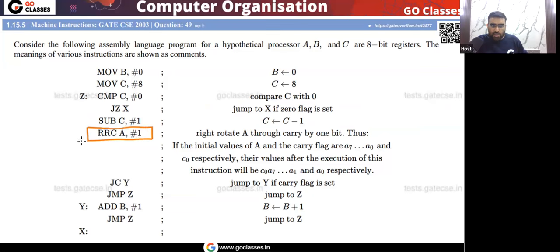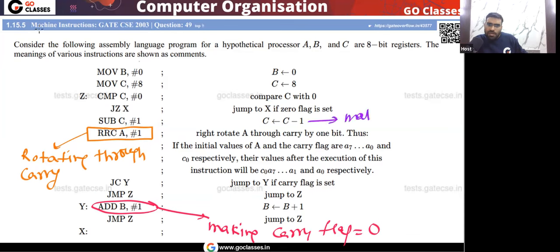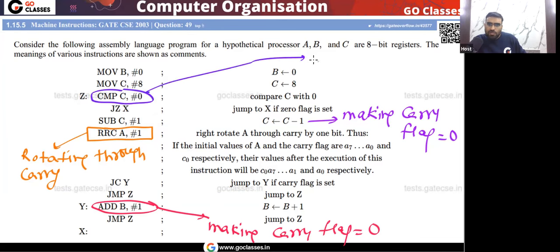See, this instruction is rotating through carry, right? Yes or no? This instruction is rotating through carry, but after that, what is happening? These instructions are making the carry flag 0. This instruction is making the carry flag 0. Similarly, this instruction is making the carry flag 0. Even this instruction is also making the carry flag 0. Is this clear? Please tell me.